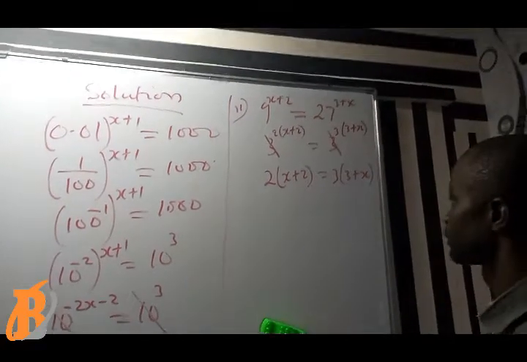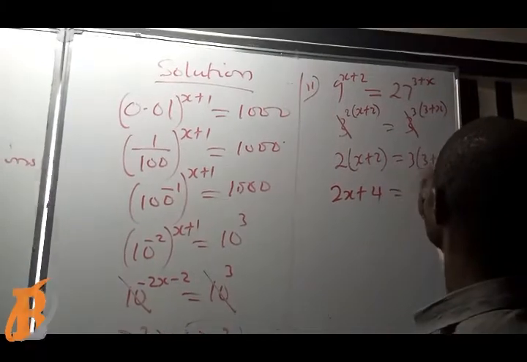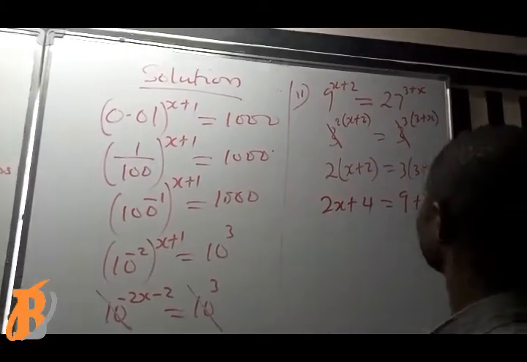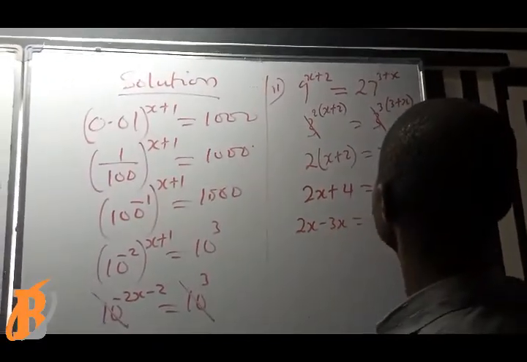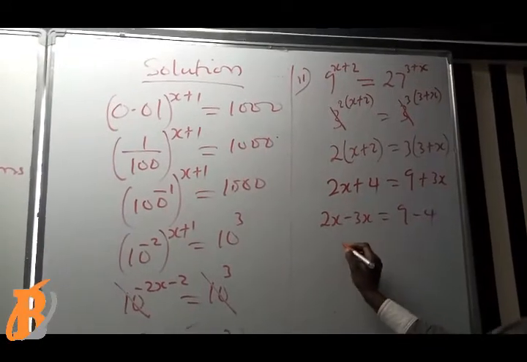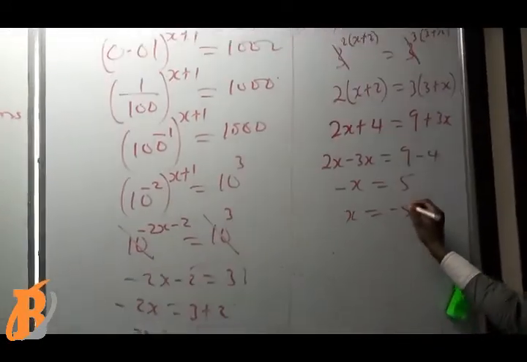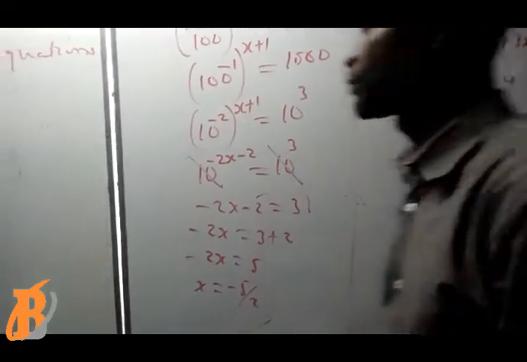Clear the bracket. That's 2x plus 4 equal to 9 plus 3x. Collect the like terms. 2x minus 3x is equal to 9 minus 4. That's minus x is equal to 5. x now is equal to minus 5. Second one. Now the third question.